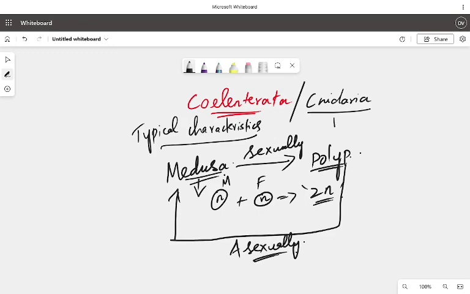Getting it? So the good example for this kind of alternation of generation will be Obelia. We call it sea fur. Okay, Obelia is the example. Getting it, children? So this is called alternation of generation or metagenesis. So medusa will undergo sexual reproduction to form polyp. Polyp will undergo asexual reproduction to form medusa.